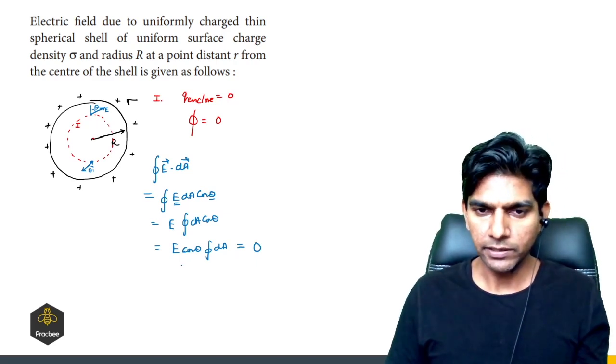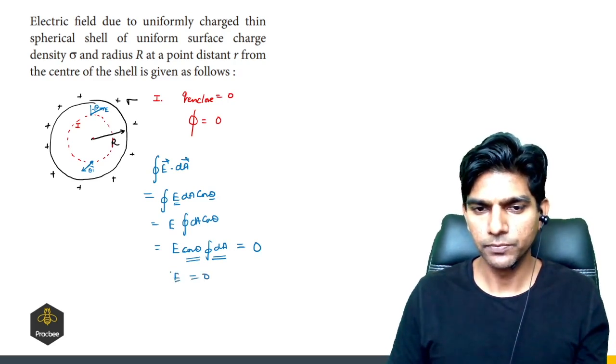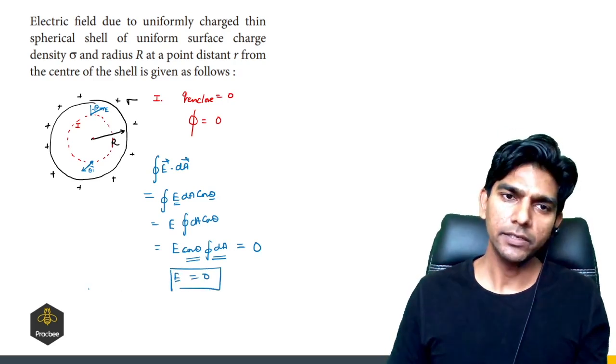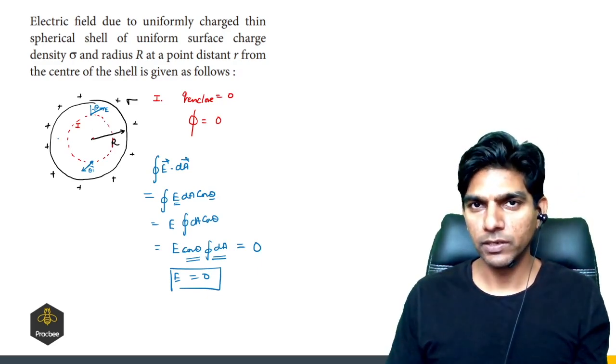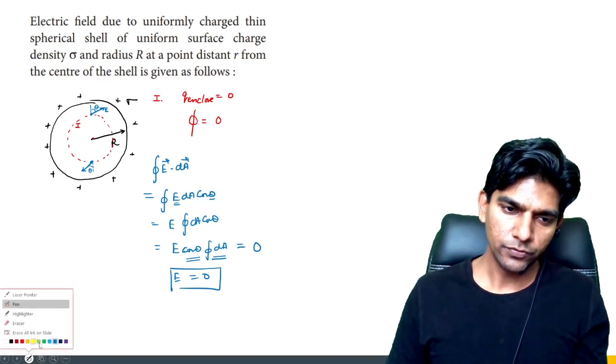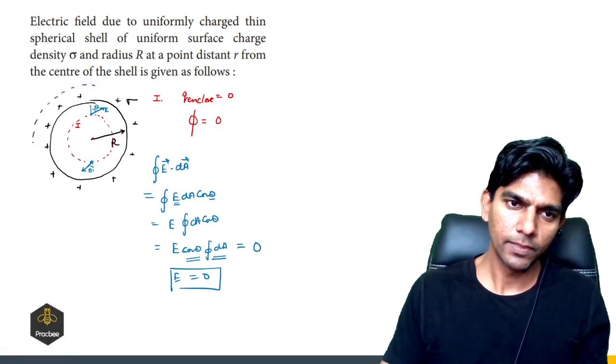So from here we can clearly see that integral dA is non-zero, and cos theta is non-zero, so E will be 0. Is it clear? So that's why the electric field at any point inside the shell will be 0. Now if you want to find the field outside, we'll consider a separate Gaussian surface.